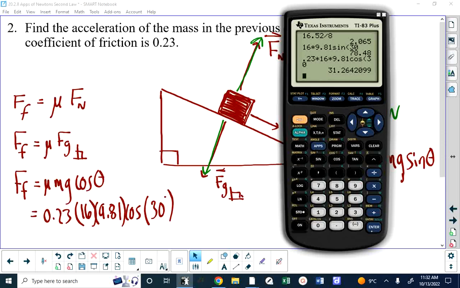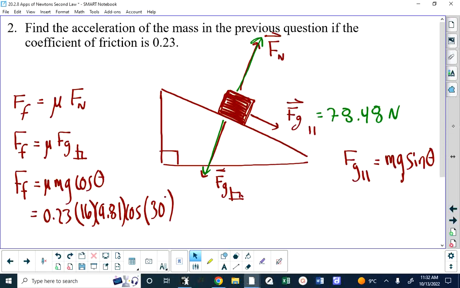31.26. Give a few of you a couple minutes to catch up. Is that what you're getting for the force of friction? Okay. So at this point in time, before I write anything down, I'm saying that's 31.26 newtons, which is less than the force of gravity that's acting towards the bottom of the ramp.